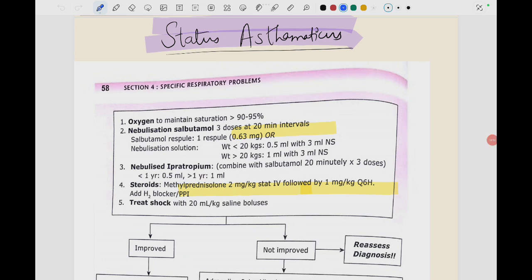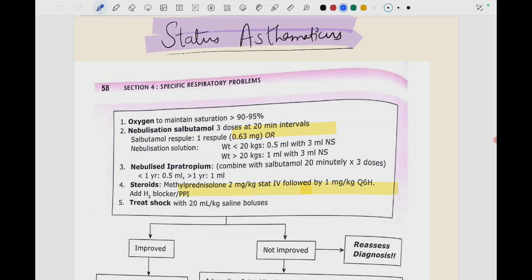Now let's look at the management of status asthmaticus. So in a patient who presents to us with status asthmaticus, we have to maintain the oxygen saturation at more than 90 to 95%. So we can give them oxygen if the saturation falls below this range. We can nebulize the patient by 3 doses at 20-minute interval, either by salbutamol respule. One respule contains 0.63 mg. This is the easiest one to do. We can give 3 doses at 20 minutes of interval.